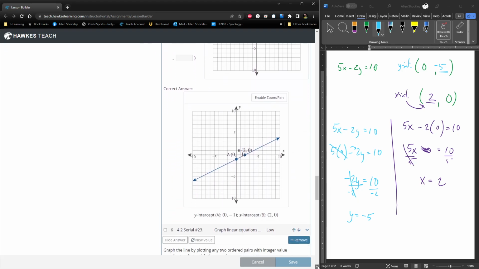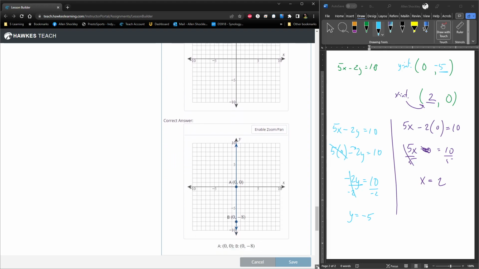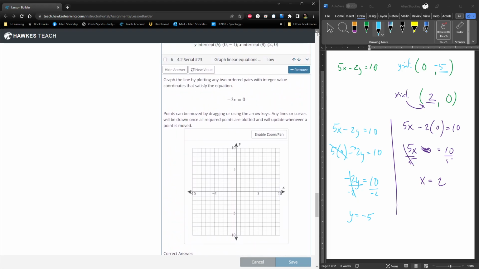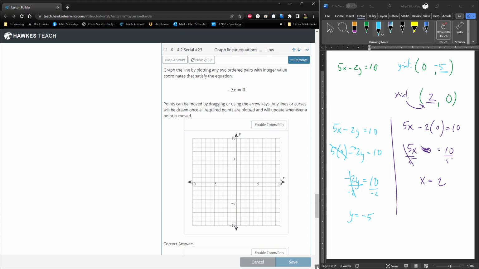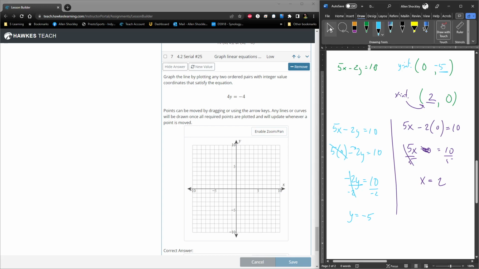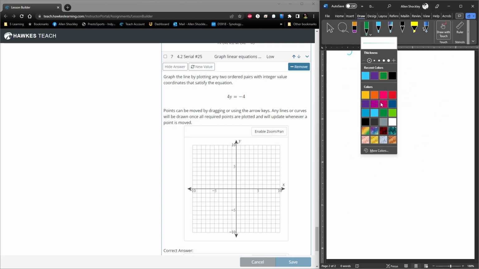This is asking for intercepts again. Asking for intercepts. Oh, no, this one's just asking you to graph using any 2 points. You can use whatever you want. And there you go. What's interesting, I will say, these are special types of lines. So let's talk about those.